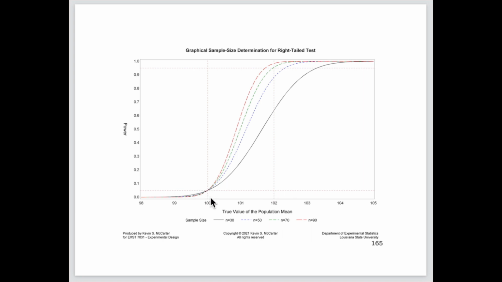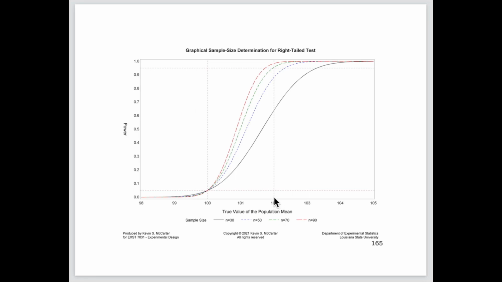Again, you can see that all 4 of these power curves go through the point 100 and 0.05, because the hypothesized value is 100 and the test is being performed at a significance level of 0.05. Now, for mu equal to 102, we want the power to be 0.95, right? And so what sample size would accomplish that?